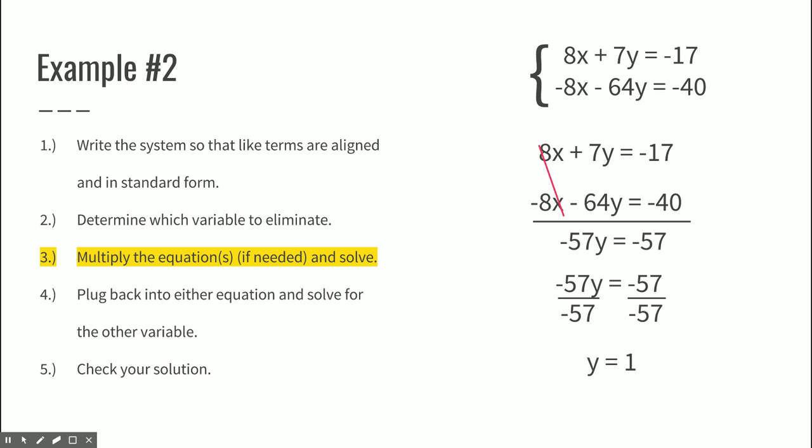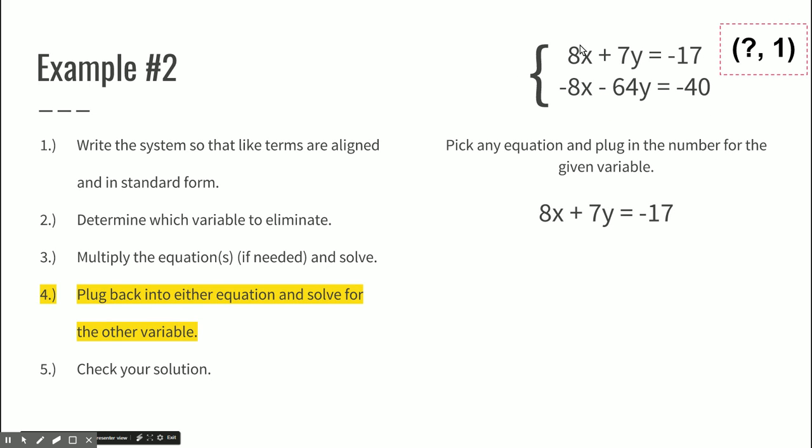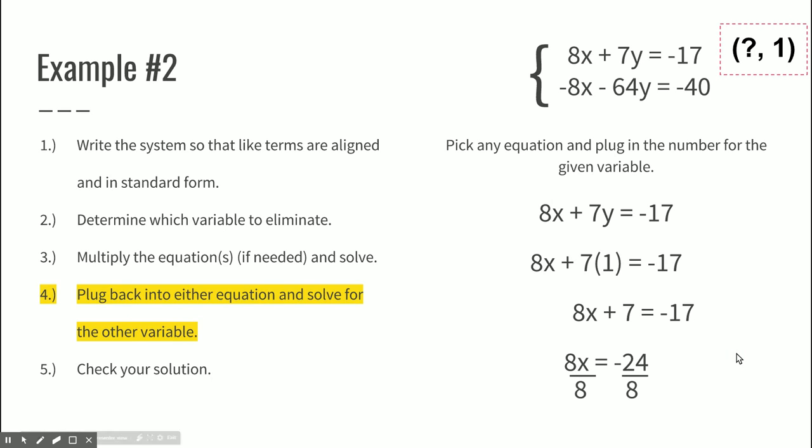So this time we found the y first, whereas in the previous problem we did x first. So we know y is 1. Now, all I have to do is choose either equation to plug that 1 in and then solve. I'm just going to choose the first one because those numbers look a lot nicer. So 1 is going to go into that y, and 7 times 1 is 7. So I get 8x plus 7 equals negative 17. And I subtract 7 from both sides, which gives me 8x equals negative 24. Divide by 8 on both sides, and x equals negative 3. So my point is negative 3 and 1.